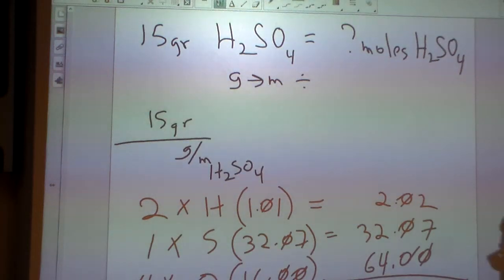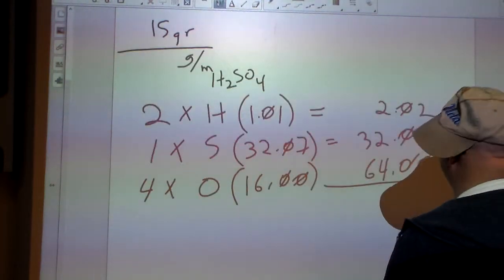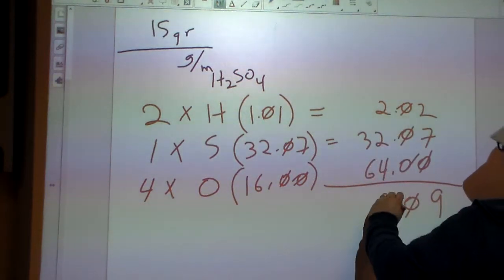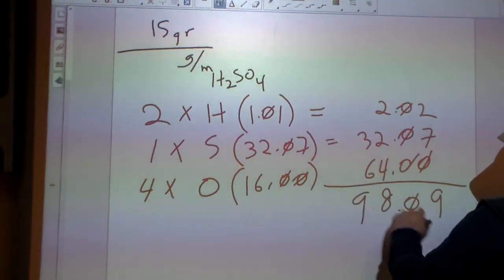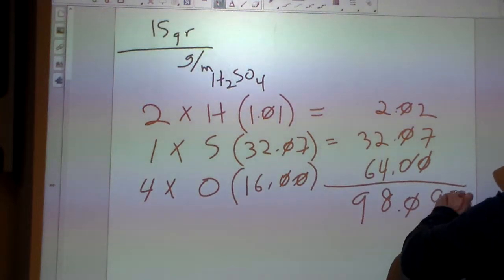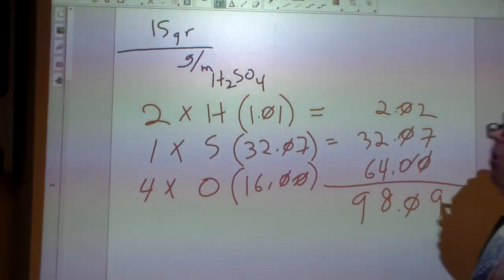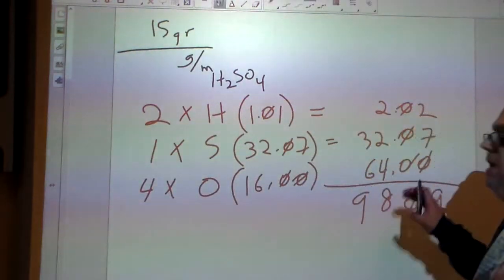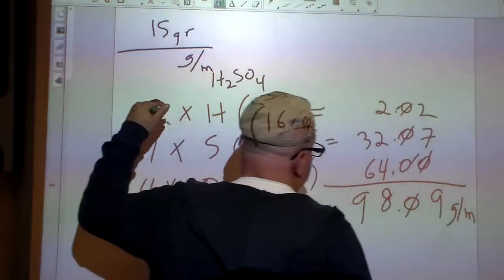And now I can go ahead and add the bad boy. And let me bring that up. So 9, 0, 2 and 2 is 4, 4 and 4 is 8, 3 and 6 is 9. So 98.09 grams per mole. So over here now, we figured out how many grams there were in a mole of H2SO4.